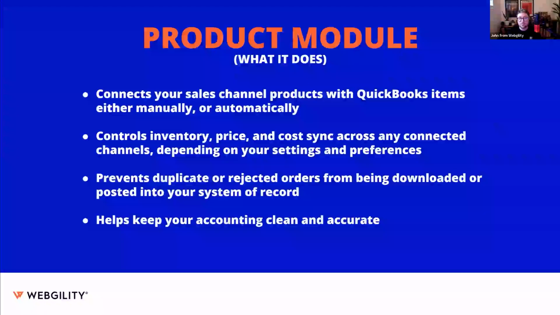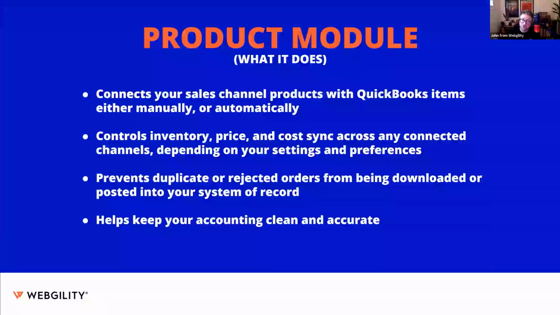But the product module and what it does. So Webgility connects, just to start from the basics, your sales channels and their products to QuickBooks items, either manually or automatically. And we'll explain what that means momentarily. But Webgility controls the inventory, price, and cost sync across any of your connected channels. And it'll do so depending on how you have those settings set up and the preferences that you have for your workflow. So there are some, I like to call them, levers and knobs that you can turn and pull to make the output of the data look a little differently or sync differently.